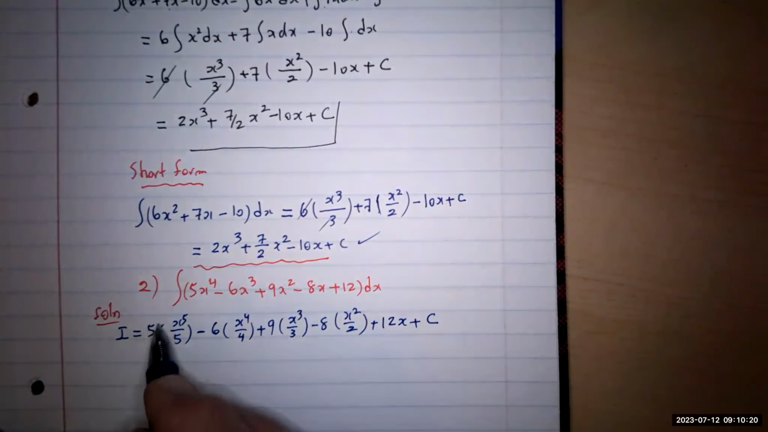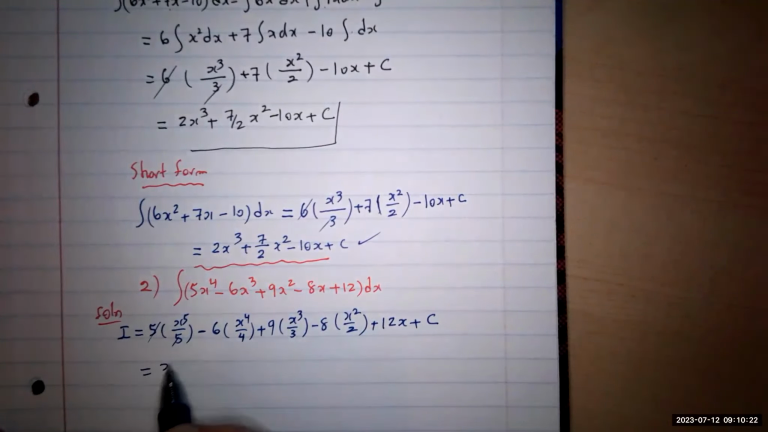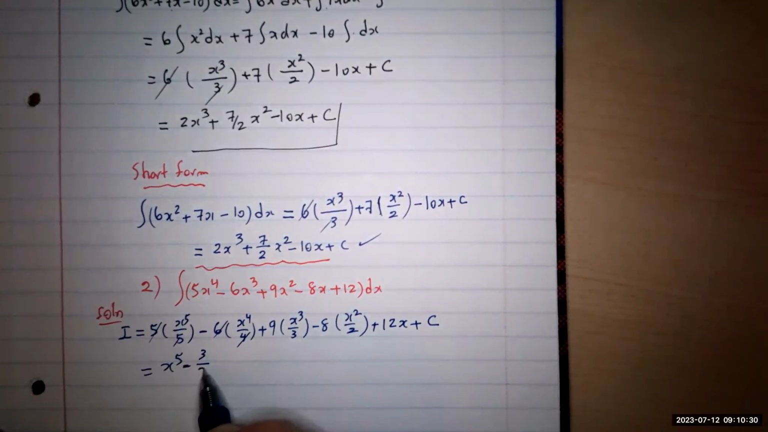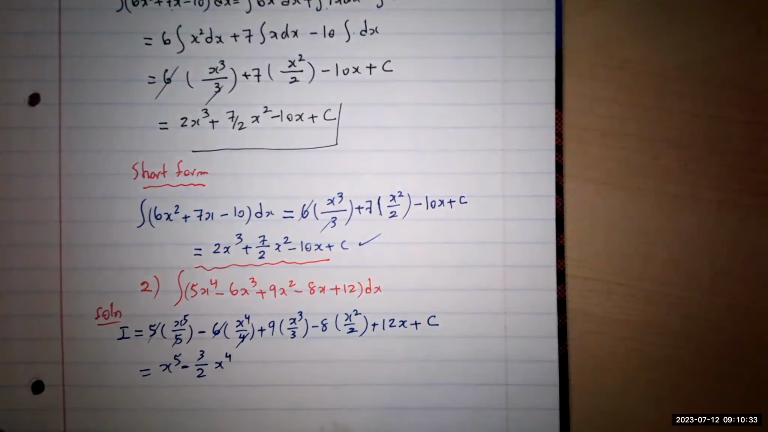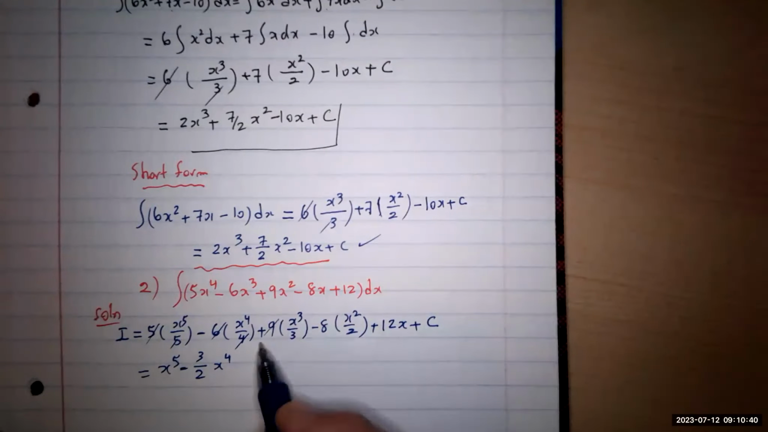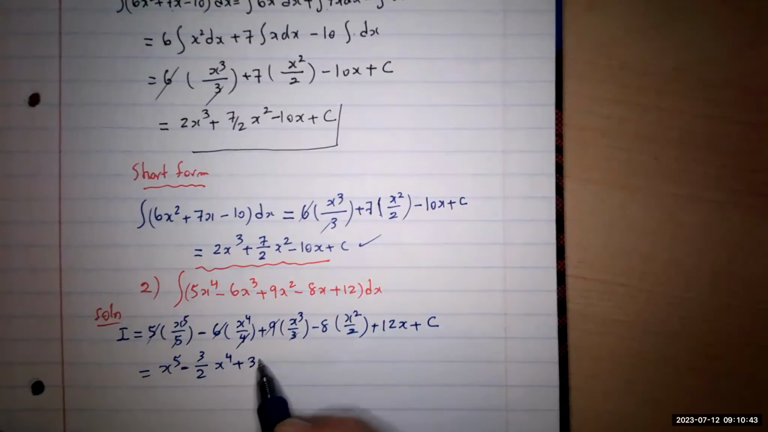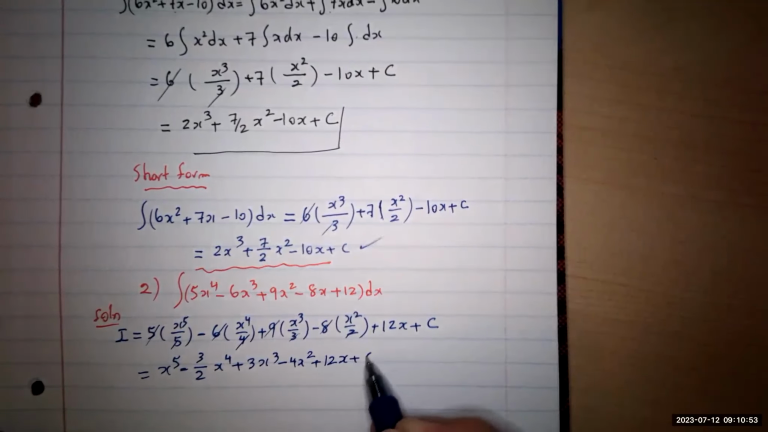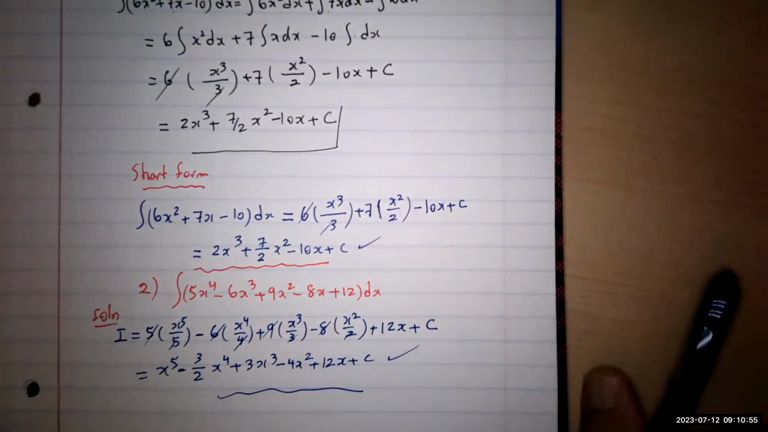That's it. Simplify. So the answer would be x to the 5th. You have to simplify those coefficients, the fraction ones. So that gives 3/2. Again, 3/2 x to the 4th is the way I write it down. We can write 3x to the 4th over 2, which is the same thing. You simplify these two, that gives you 3x cubed. And you simplify these two, that gives you minus 4x squared plus 12x plus c. So that gives you the final answer.